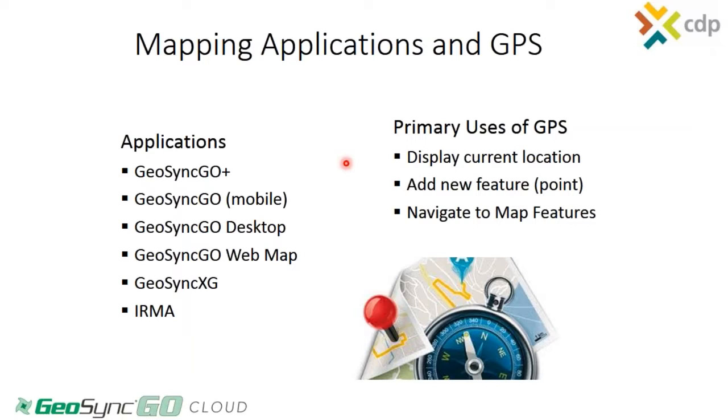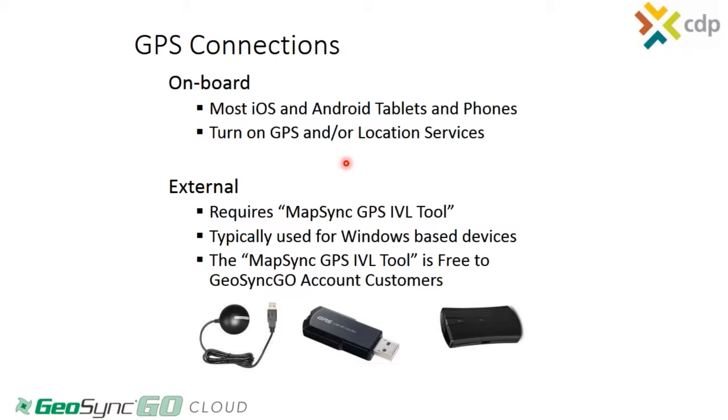With the GeoSync mapping products, how you navigate varies depending on the product. Some have the closest route, kind of turn-by-turn navigation. Some of them are a direct line, just a distance and a direction. So, moving on, the GPS connections themselves.